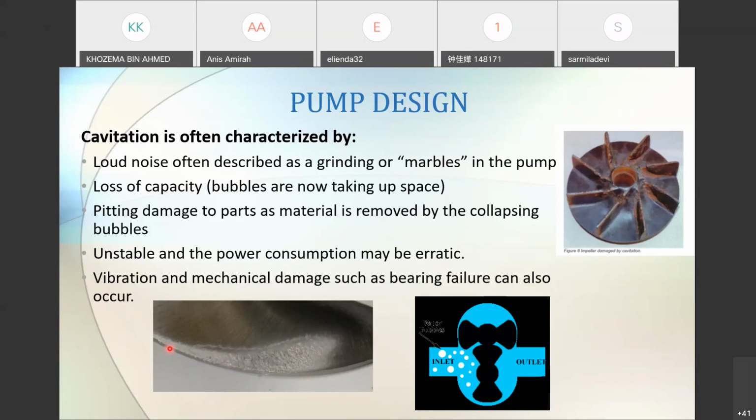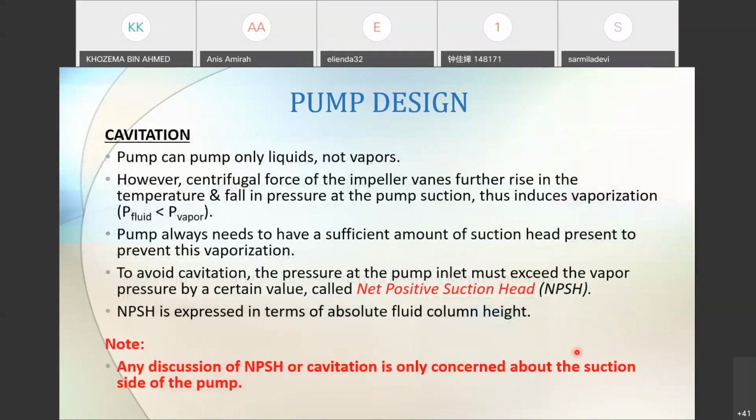This is an image of an impeller or blade, and you can see this part here is being damaged and chipped away by cavitation that is happening in the pump. This is where cavitation will happen. If you have vapor pressure higher than the pressure of the fluid in this area, then you'll form cavitation. This is an undesired condition in our pump. Again, a pump can only carry liquids, not vapor.